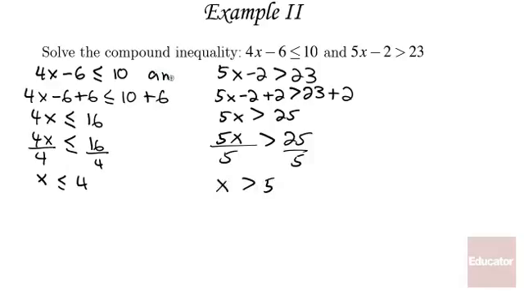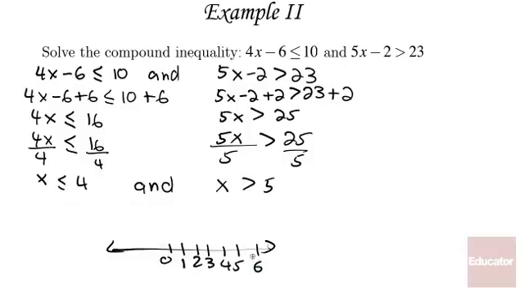So this compound inequality is saying I have this inequality and I need to meet the conditions for this inequality as well. So my solution set is that x is less than or equal to 4 and x is greater than 5. Well, let's look at this on the number line. 1, 2, 3, 4, 5, 6. Okay. x is less than or equal to 4. So x, this first inequality, here's the solution set graphed out.